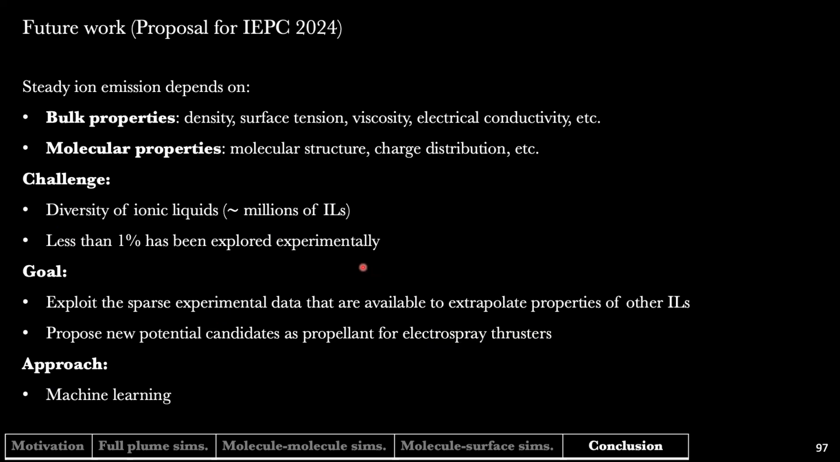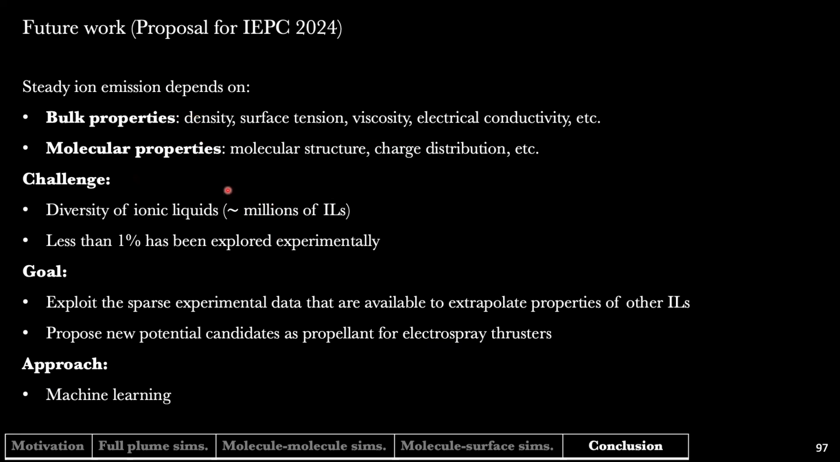And finally, for IEPC, which is the International Electric Propulsion Conference in 2024, I have proposed the following project. So to get steady ion emission, there are 2 main criteria that we need. First is about the bulk properties of the ionic liquid, that are the density, the surface tension, the viscosity, the electric conductivity, etc. And second, the molecular properties, which are the molecular structure and the charge distribution, etc.